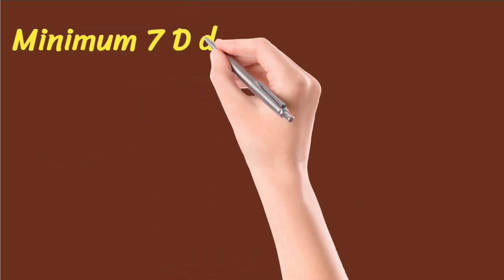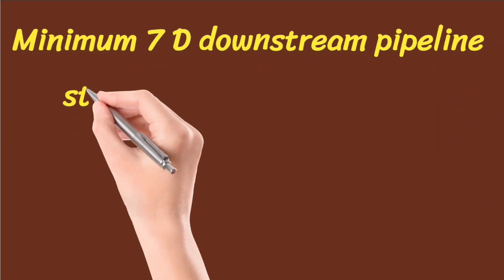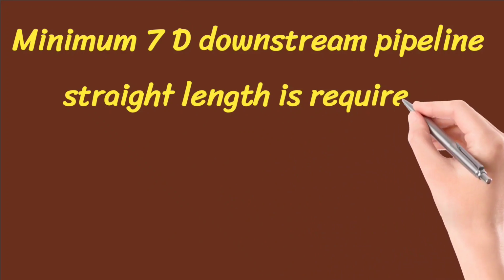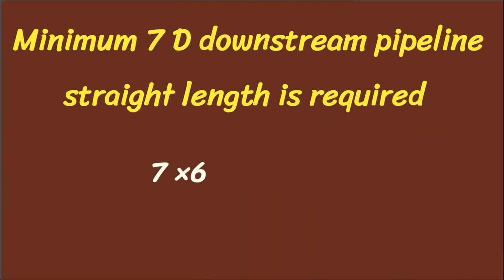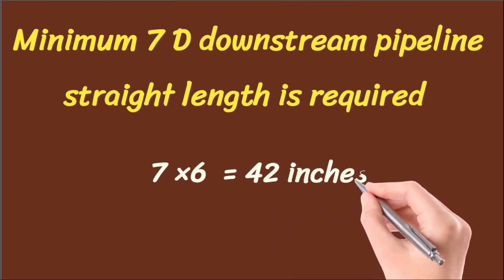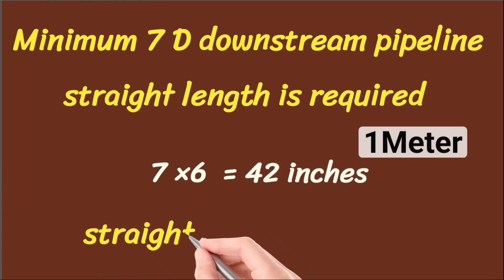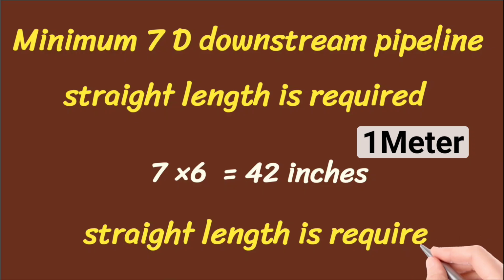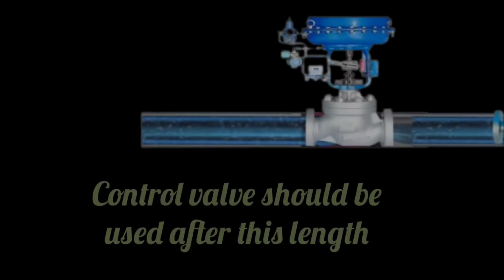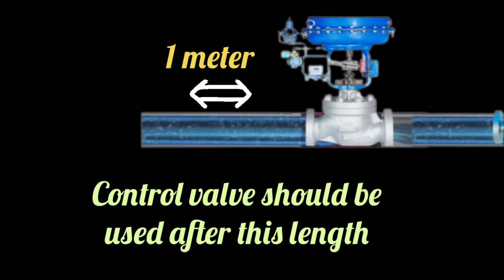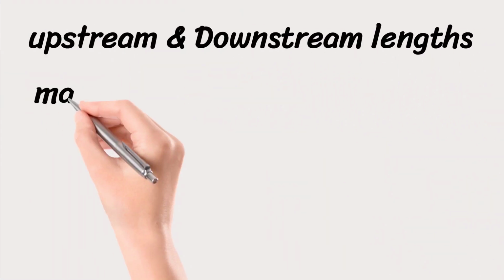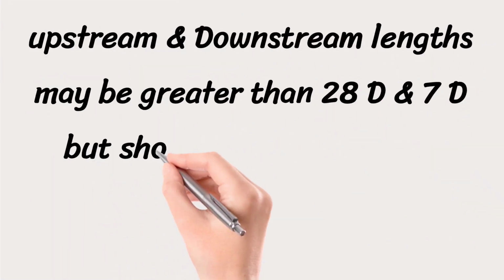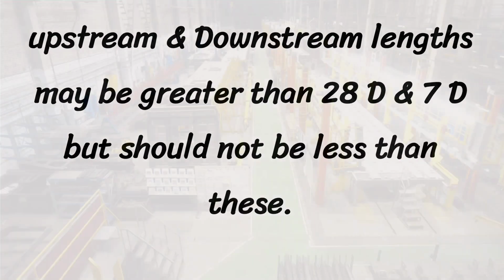And minimum 7 D downstream pipeline straight length will be required. So, 7 multiplied by 6 means 42 inches, or about 1 meter, the pipeline should be straight. Control valve should be used after this length. These lengths can be more than 28 D and 7 D, but should not be less than these.